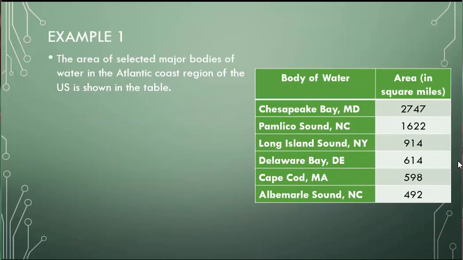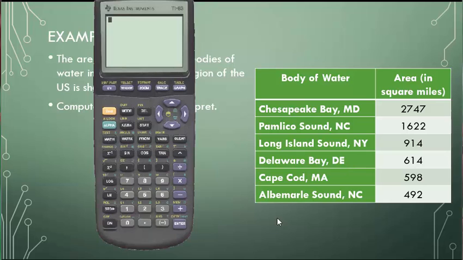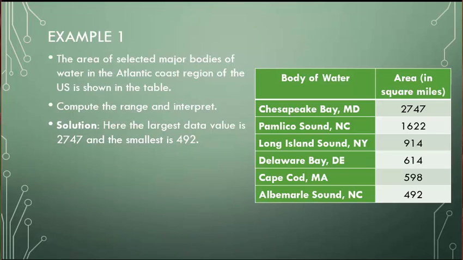For an area of selected major bodies of water on the Atlantic coast region of the U.S., we have the area in square miles of those bodies of water. Let's compute the range of the data and interpret. All right, so it looks like it's pretty simple here. We'll just take the maximum data value, 2,747 miles, and then subtract the smallest data item that we see, 492 square miles. So we'll get 2,255. All right, so there's our range computed.